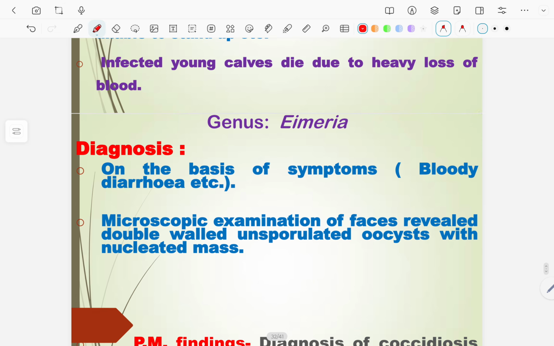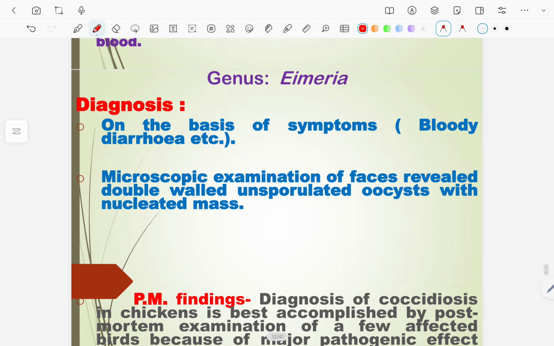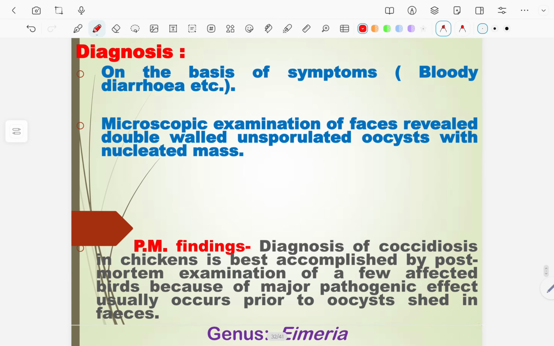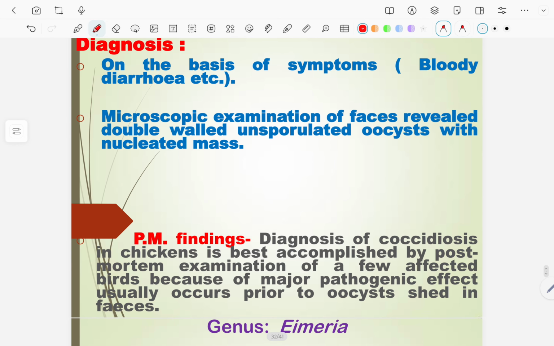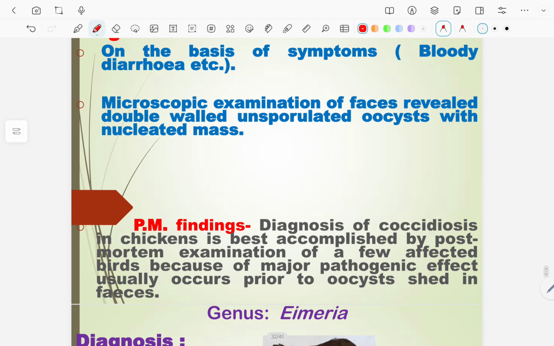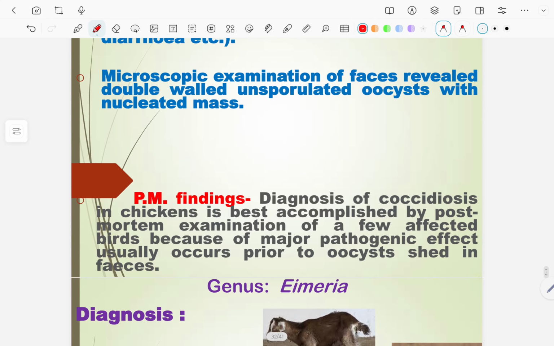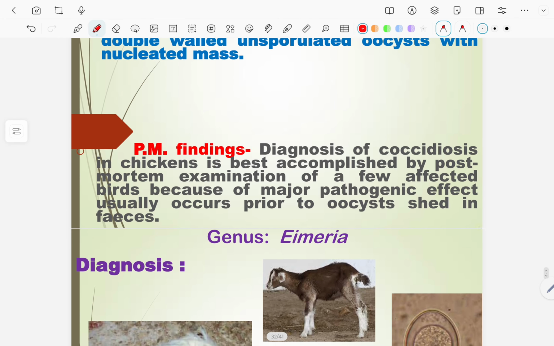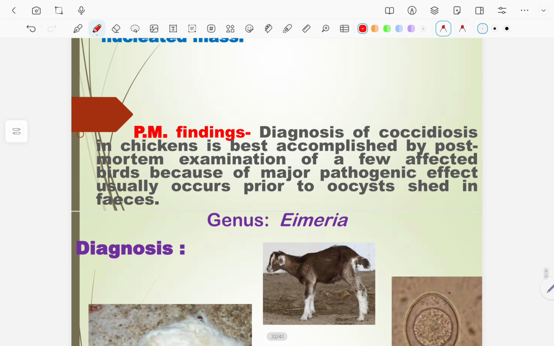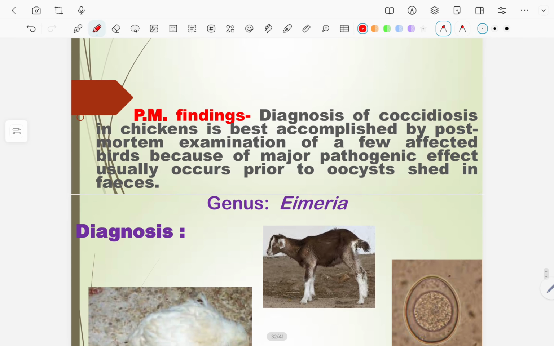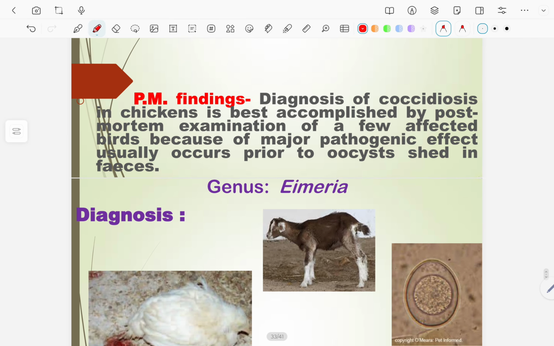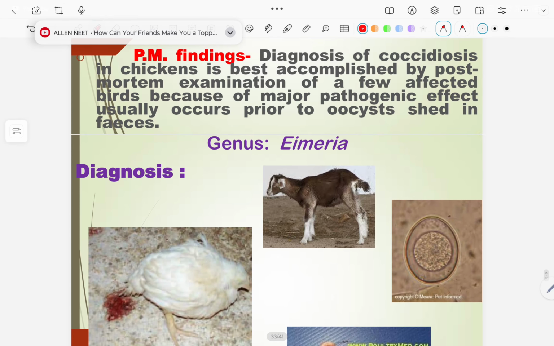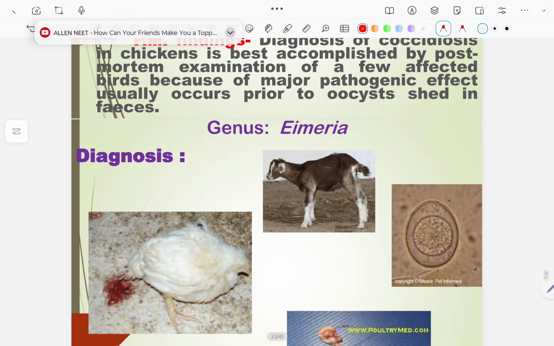Eimeria diagnosis is made on the basis of symptoms, bloody diarrhea, etc. Microscopic examination of feces reveals double-walled unsporulated oocysts with a nucleated mass. Post-mortem finding: diagnosis of coccidiosis in chickens is best accomplished by post-mortem examination of a few affected birds, because the major pathogenic effect usually occurs prior to oocyst shedding in feces.